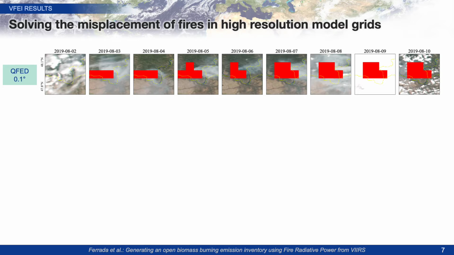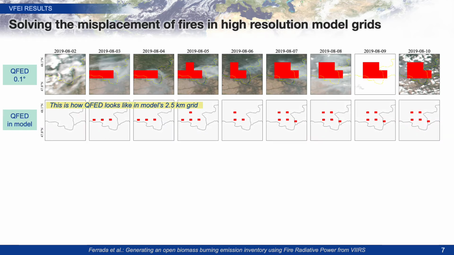Here is an example of misplacement of fires in a model grid. This shows a time series for early August 2019 of a large fire that occurred in Washington state. This is how QFED maps this fire in its 0.1 degree resolution. However, if we map this fire into a 2.5 kilometer model grid, this is how it looks. You can see that the fire appears as 4 or 5 different fires because the model tries to find the closest grid box for each QFED fire.